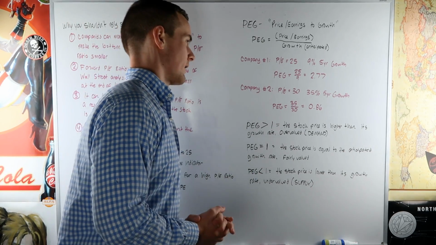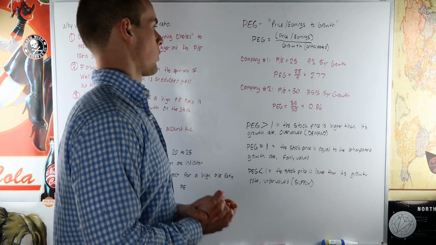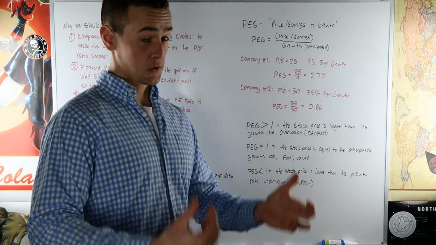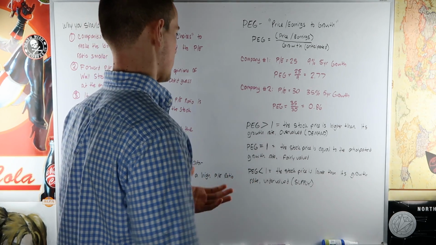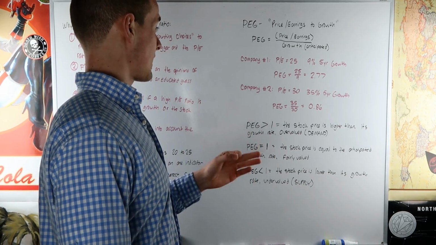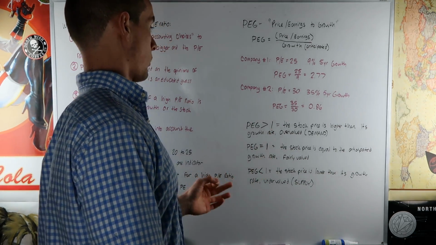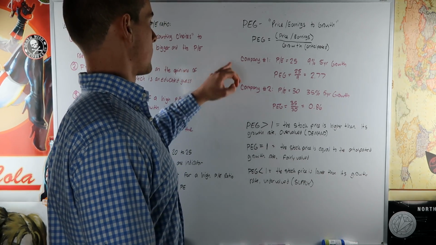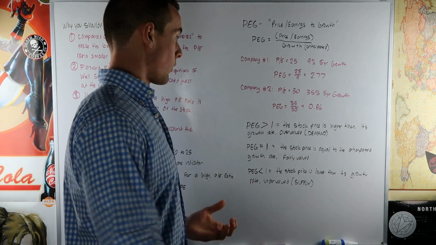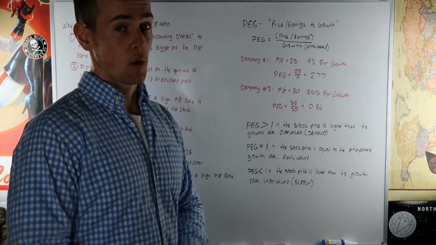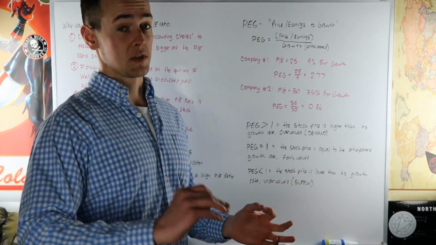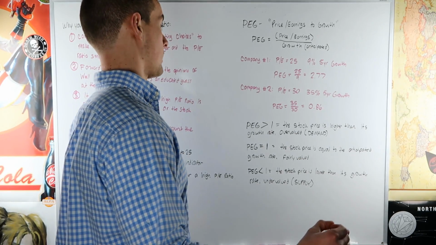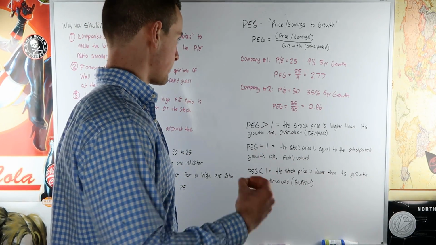So company number one has a price to earnings ratio of 25, which means that investors are willing to pay $25 for $1 of company earnings. And that company has a 9% 5-year anticipated growth. Now when you compare company number one to company number two, you'd say, okay, company number one has a lower price to earnings ratio, it must be a better value. But then when you start to consider the anticipated growth of that company, that's where things begin to change.